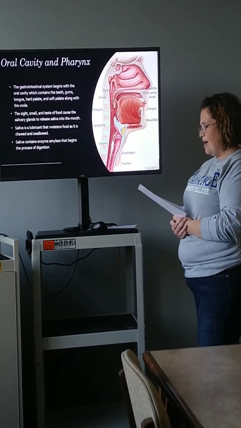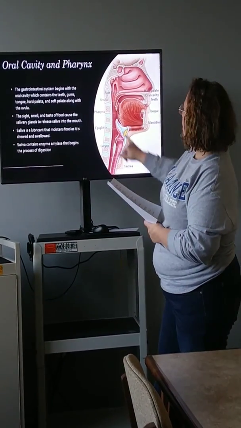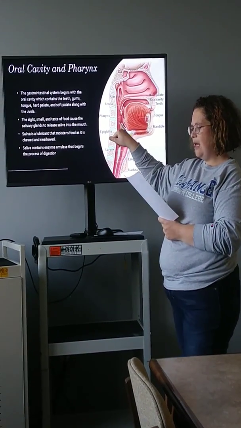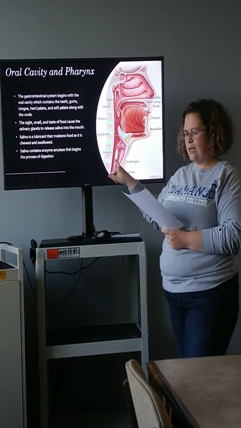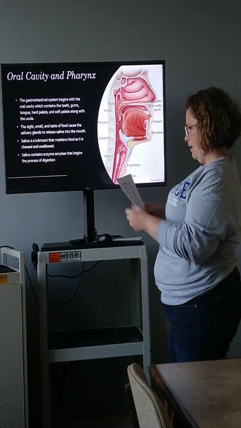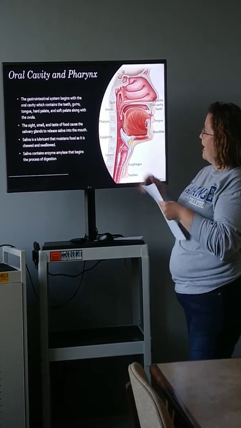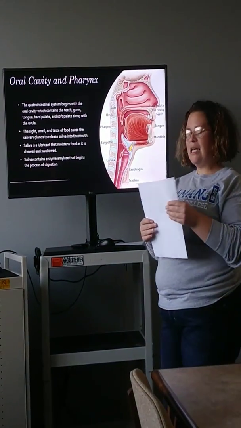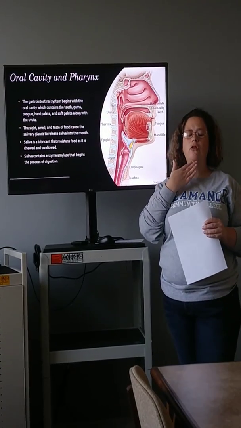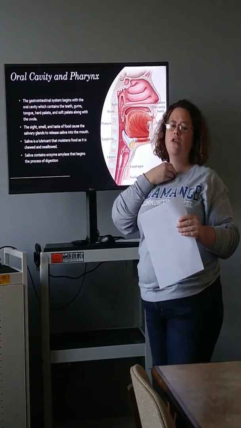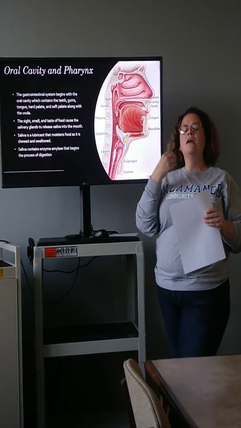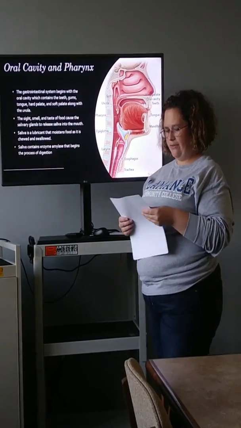We have the pharynx, which is right here, and it allows food to go through to your esophagus. The epiglottis is a lid-like structure. It will close so food does not go into your lungs. We want it to go down the esophagus, down to the rest of the digestive system.